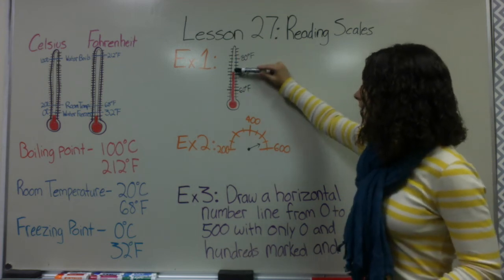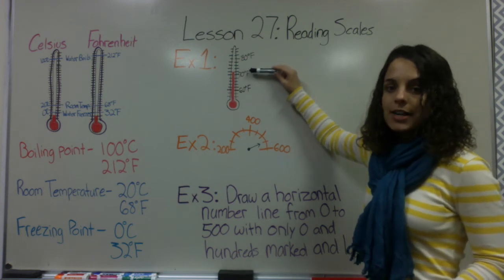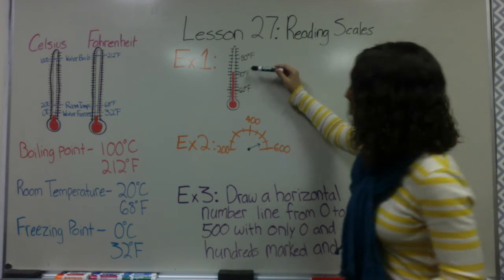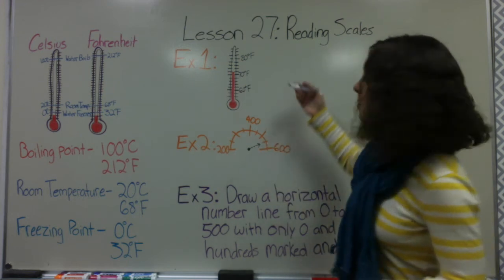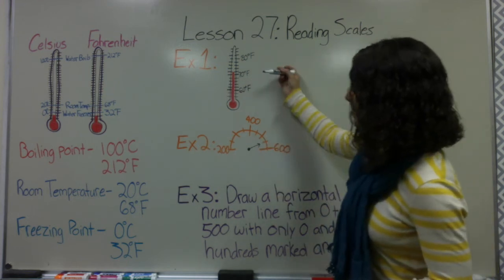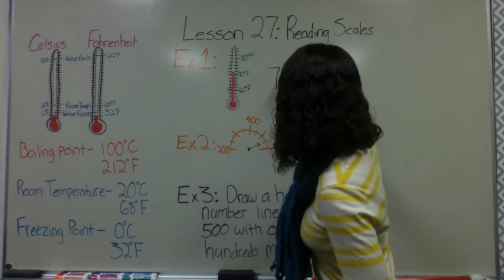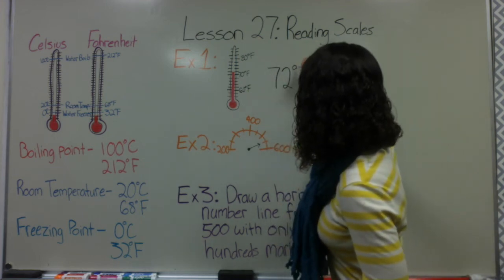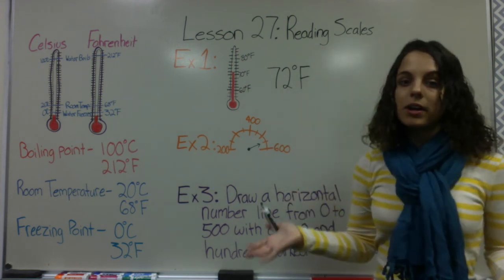And it's actually at the line right above the 70 degree Fahrenheit mark. So if you look, you can see in your book that it's labeled the line right above the 70, which we know is counted by 2, so it's marked as 72 degrees Fahrenheit. So that would be what it's rated as.